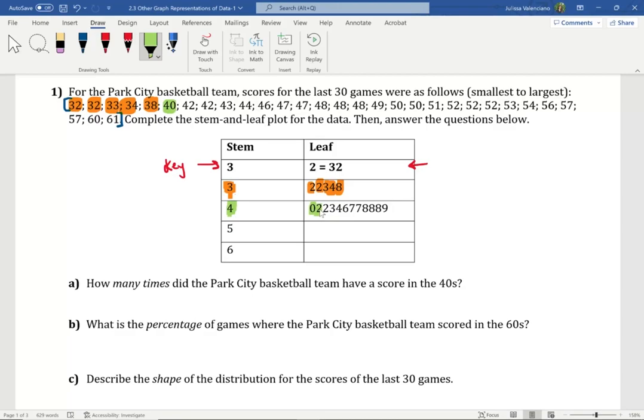Again, 4 and 2 corresponds to the value 42. 4 and 3 corresponds to the value 43. 4 and 4, that is 44. 4 and 6 is 46. 4 and 7 is 47, and we have 2 of those.